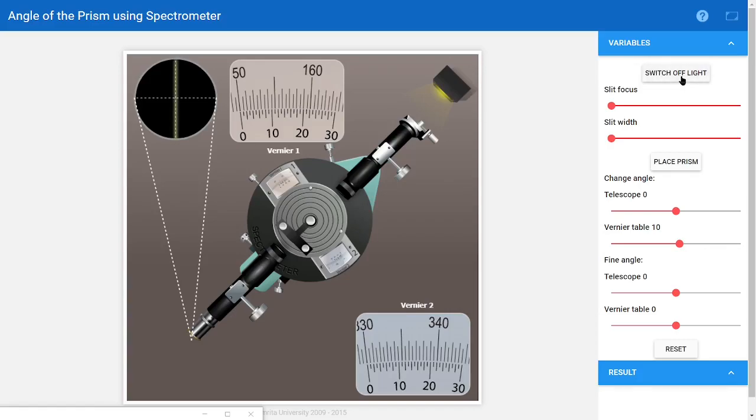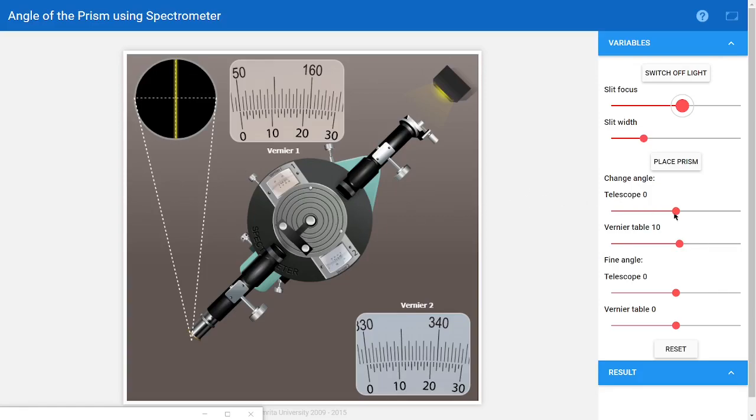So this is the switch on the light, and you can see the light is switched on. It is going through the collimator slit. This is my telescope. You can see through the telescope. Now let's make this slit a little bit bigger. Let's focus the slit. So yes, this slit is focused.